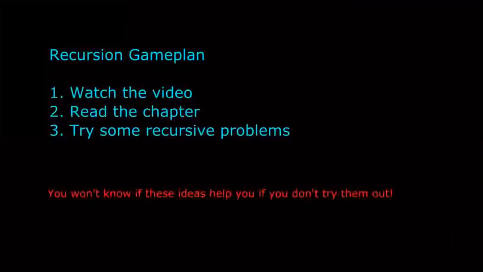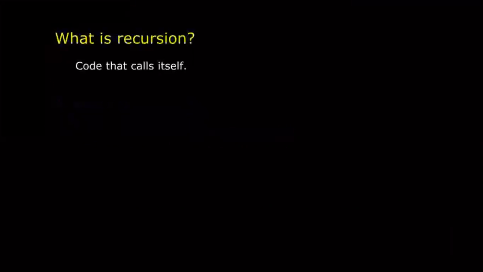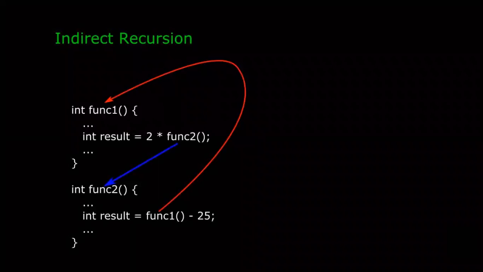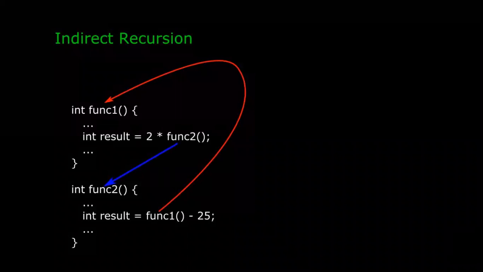Real quick, just to make sure we're on the same page, what is recursion? It's when a function or some other subprogram calls itself. Most of the time, this means direct recursion. That's when a call to a function occurs in that same function. It can also refer to indirect recursion, where two or more functions call each other in a loop, but that's quite rare and we won't be discussing that kind here.